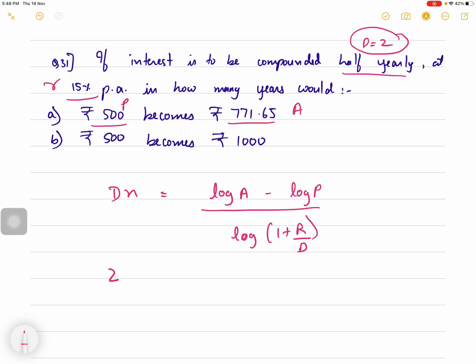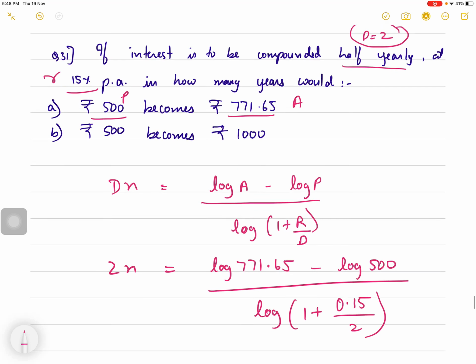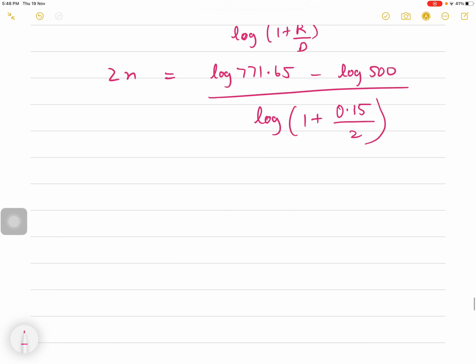So D is 2, log A, so log 771.65, minus log P, so log 500, divide by log 1 plus R, R is 0.15 divide by 2. Okay, so let's calculate this.